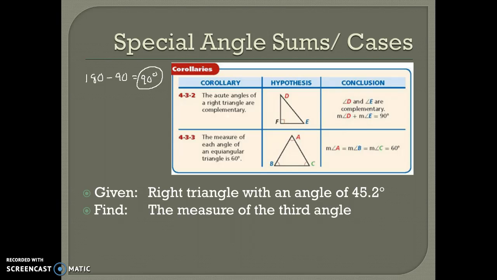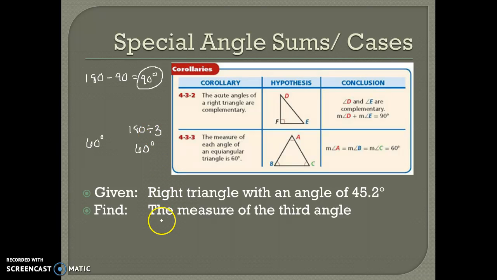Another corollary to know is that the measure of each angle in an equiangular triangle, remember equiangular means equal angles, is 60 degrees. Each one is 60 degrees, which makes sense because if you have 180 degrees total and you need to divide it evenly among the three angles, you would get 60 degrees for each of them.